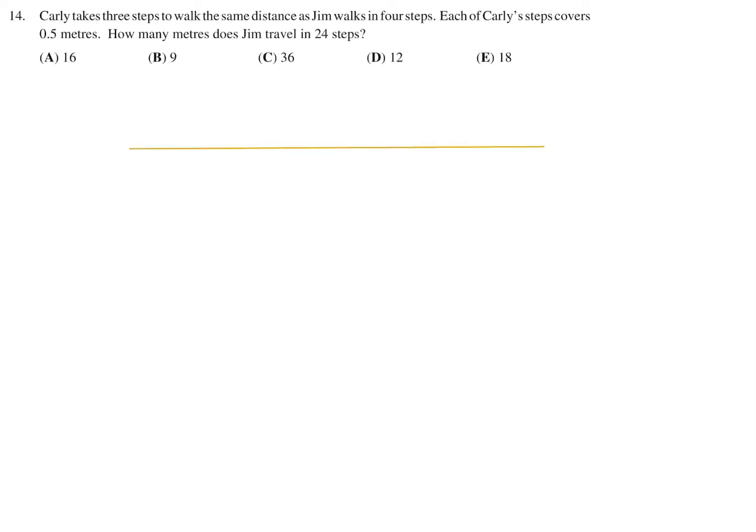So let this line represent Carly's 3 steps. So just divide this into 3. So Carly, Carly, Carly. These are her 3 steps. And then I'll draw a separate line for Jim right below it. And that line, he's going to take 4 steps. So let's see, approximately like this. These are his 4 steps. Jim's first step, second step, third step, and fourth step.